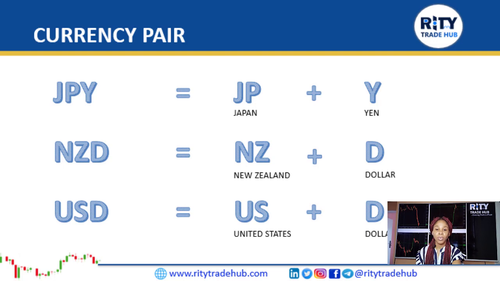Let's take JPY for instance. JP stands for Japan, okay, while the Y on the screen stands for yen. So the first 2 letters identify the name of the country, Japan, and the third letter identifies the name of the country's currency, yen, usually the first letter of the currency's name, which is the Y. All right. Then the next we take the NZD for instance. The NZ stands for New Zealand, while D stands for dollar, okay, which is the first letter of the currency's name, dollar, okay.